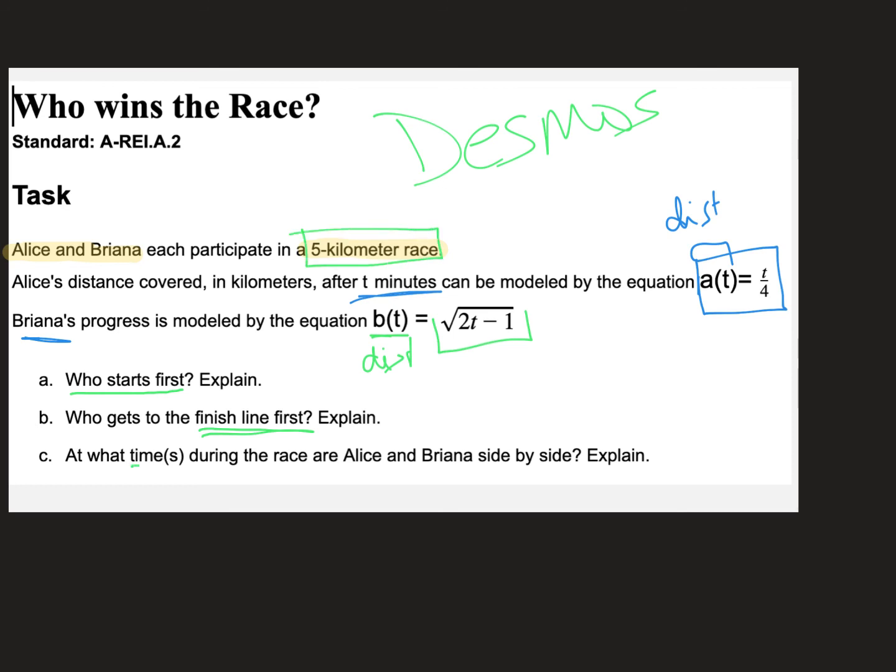And at what time or times, notice it could be one or the other, during the race are they side by side? That means where are they at the same point? And you're going to explain how you got that. You can insert Desmos graphs, whatever you want to, in order to answer this question. This is what you're doing in order to make sure that you understand this work. So please make sure that you put this into Desmos and that you really think through and explain. Remember, we have explain next to all of these. I need to see some good explanations. If you have any questions, you all know how to contact me.